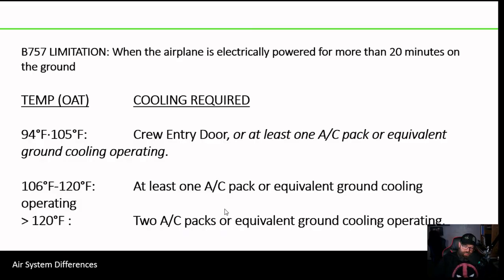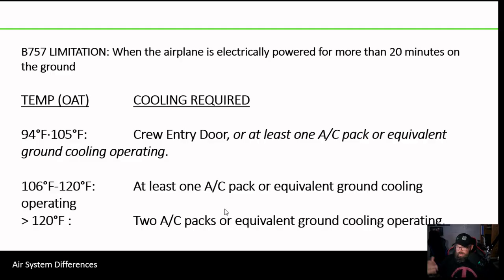Then the final thing here for the air systems is you do have a limitation with the 757. If it's been on the ground and it's electrically powered for more than 20 minutes, depending on the temperature outside, it depends on what you have to do to it. And this is simply because of the electronics on board, right? So if we look here, 94 to 105 degrees Fahrenheit, you can do the conversion to Celsius.